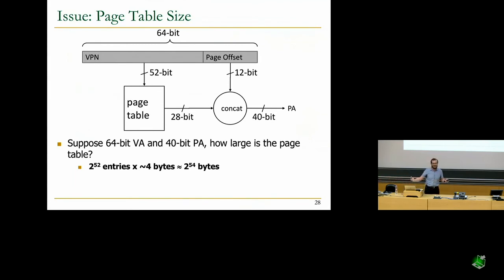So what modern processors actually do is they page the page tables in. So they have pointers to the page table also. We're not going to get into that. And this is because this is just for one process, 2 to the 54 bytes for one process. If you have 100 processes, you need to multiply this by 100.